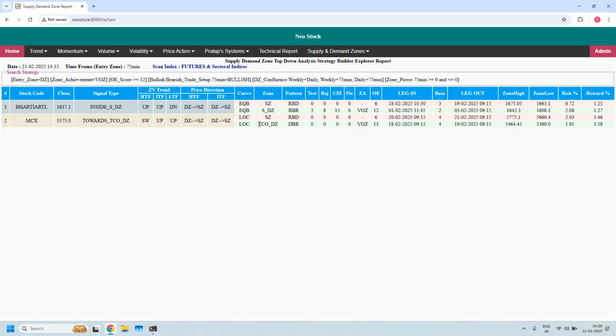In these 2 stocks, these 75 minutes demand zones are overlapped with daily, both together again overlapped with weekly demand zone, and weekly trend is up in only one stock. If this stock is having weekly demand zone with weekly EMA confluence, then it could be an even higher probability trade setup supported stock. Let us verify.